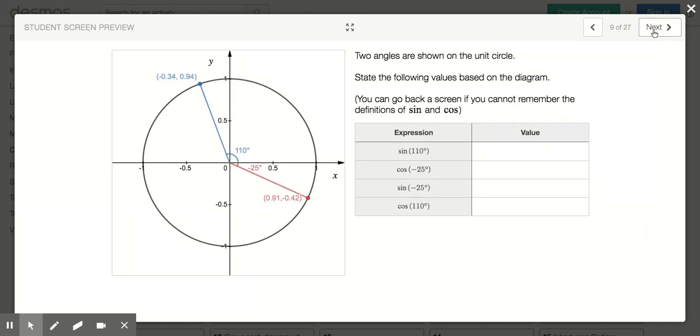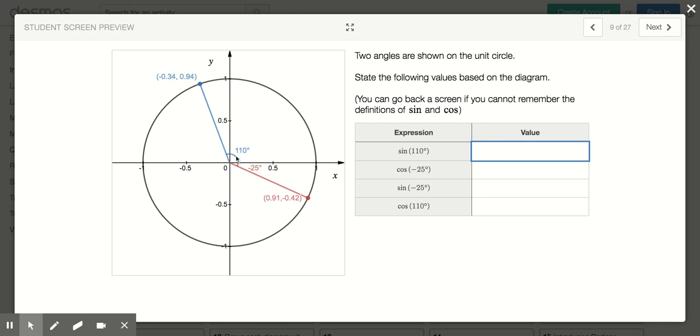For slide 9, 2 angles are shown on the unit circle. State the following values based on the diagram. You can go back if you don't remember what sine and cosine are. Now, I want you guys to try to do this on your own, but I'm going to go over the answers for you. So pause it if you haven't done it yet, and then take a look at the answers as I do them on this video.